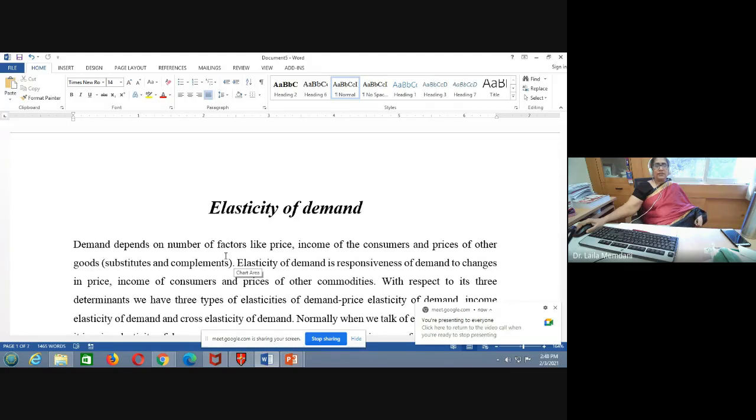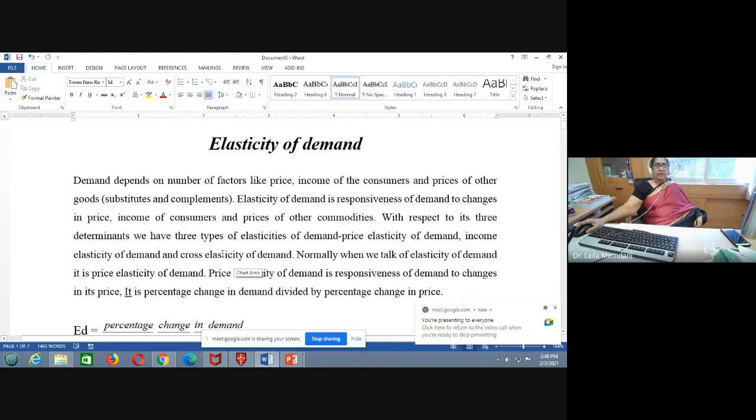What is elasticity of demand? You all know from my previous videos that demand depends on a number of factors like price, income of the consumers, prices of other goods like substitutes and complements, etc. If you are talking of tea, the demand for tea depends on the price of coffee. Similarly, the demand for car depends on the price of petrol. So demand depends on a number of things.